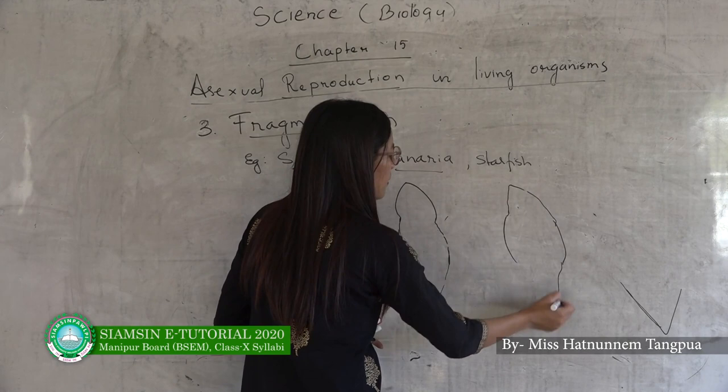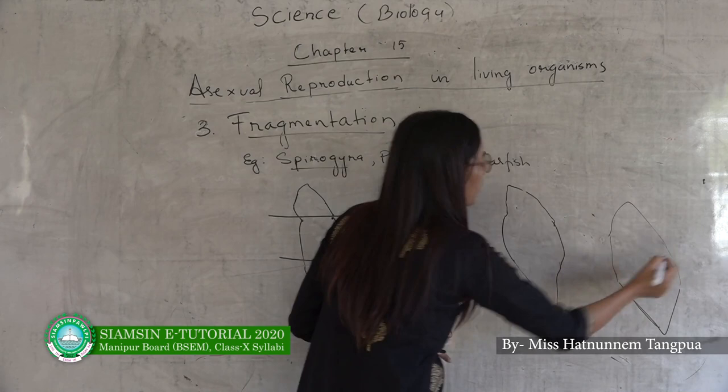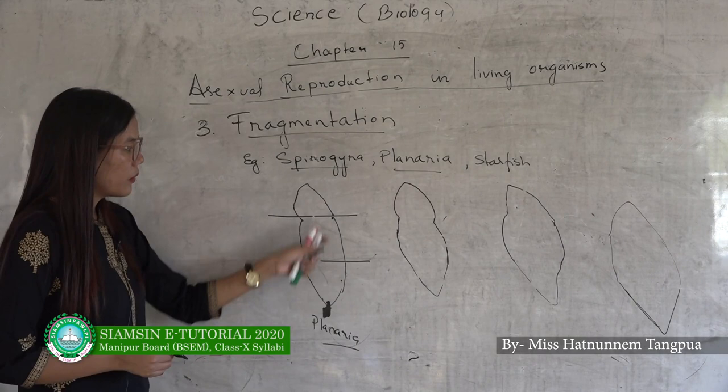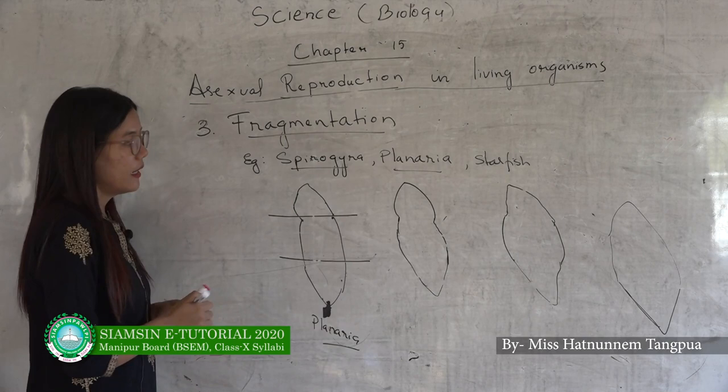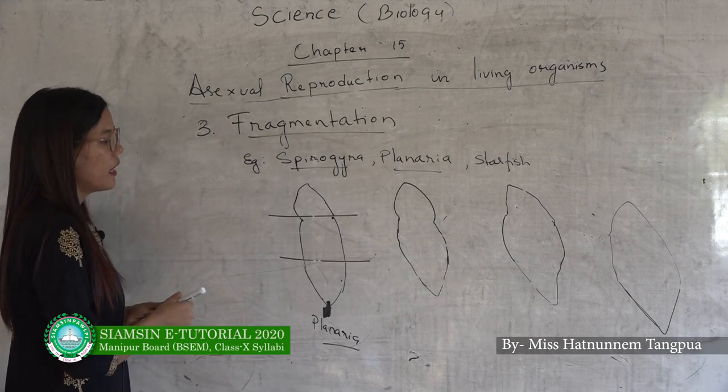A tail part, a body part, a head part, each will grow into new individuals. That means from one individual we get three individuals by fragmentation, cutting them into fragments. Likewise, a spirogyra leaf is a filamentous structure.